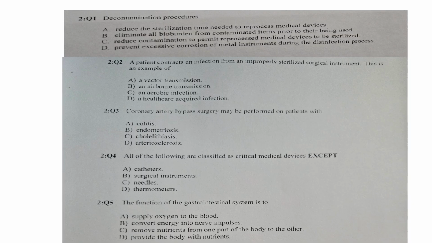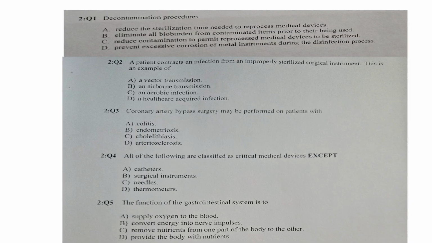3, coronary artery bypass surgery may be performed on patients with A, colitis, B, endometriosis, C, cholelithiasis, D, arteriosclerosis. This is some medical terminology here. Process of elimination. The answer is D, arteriosclerosis. If you guys get a chance, look up these 4 words briefly on Google.